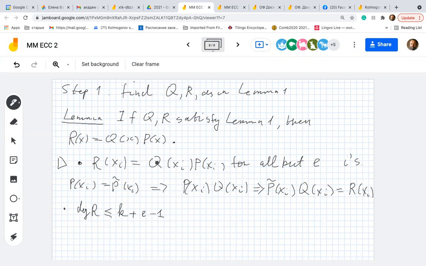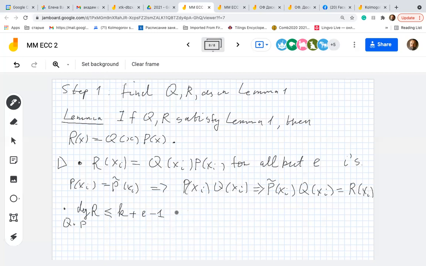And the degree of QP is also that much, because Q has degree E or less, and P has degree K minus 1. So both the left-hand side and right-hand side have degree at most K plus E minus 1. And we need now to verify only one simple inequality.